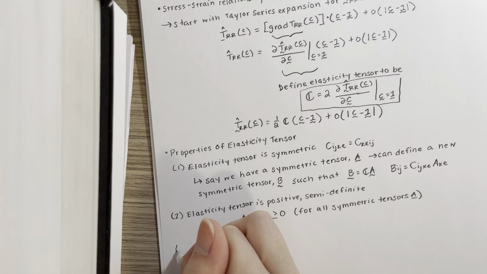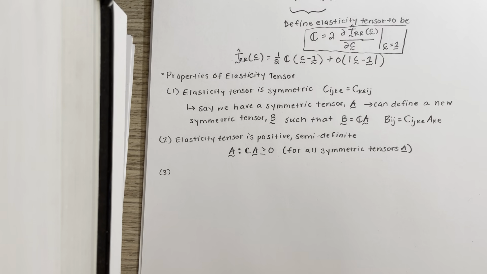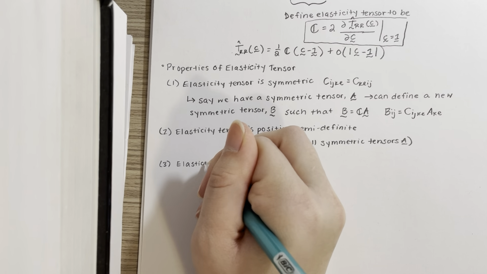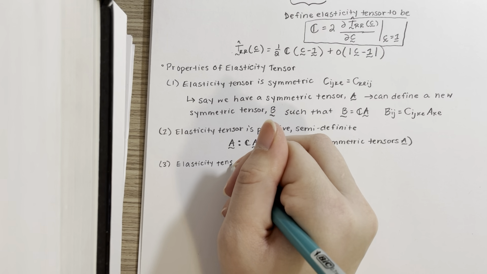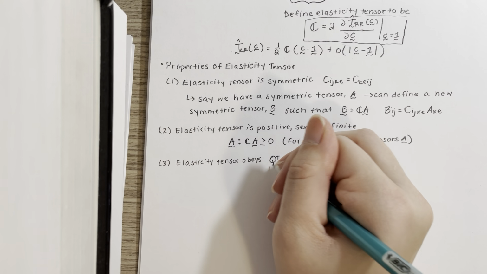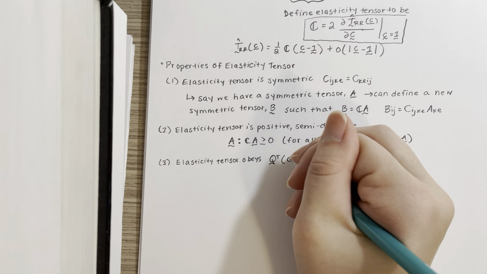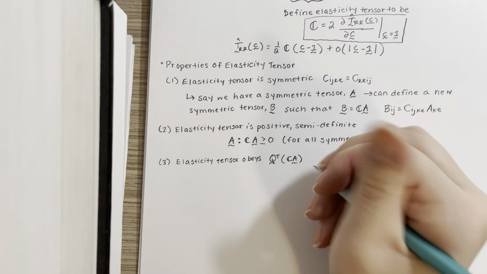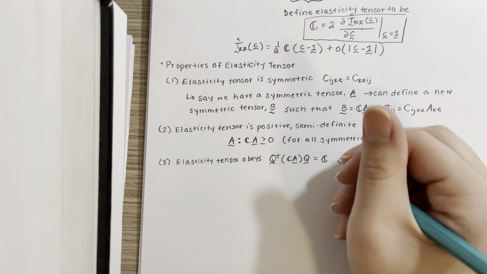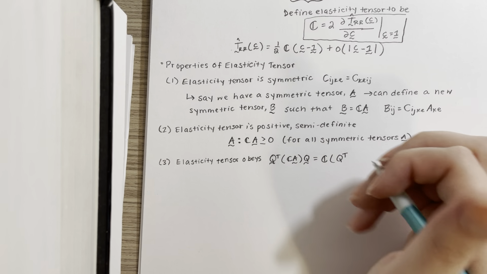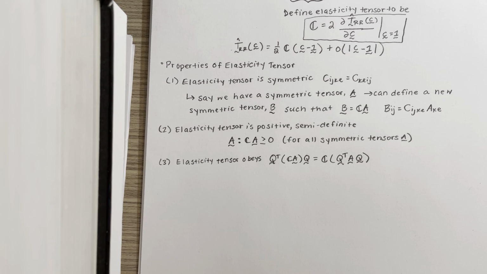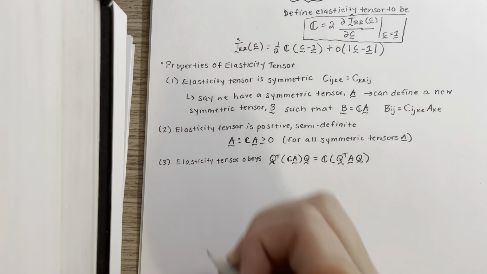All right, and then our third and final property is that our elasticity tensor obeys some sort of transformation, Q^T C(A) Q is equal to C times Q transpose A Q. So this proof is pretty simple, so we'll run through it real quick.